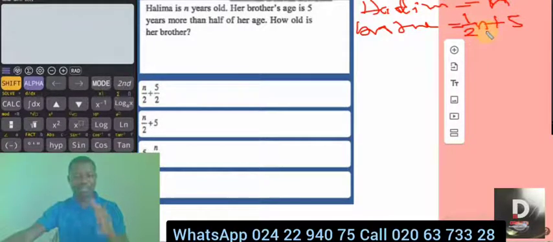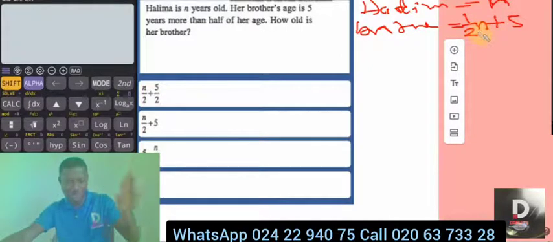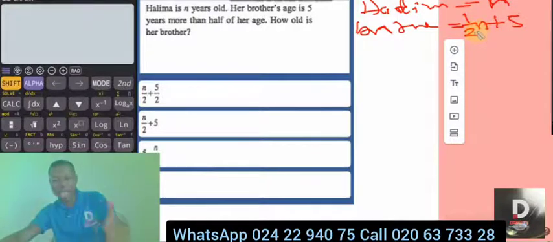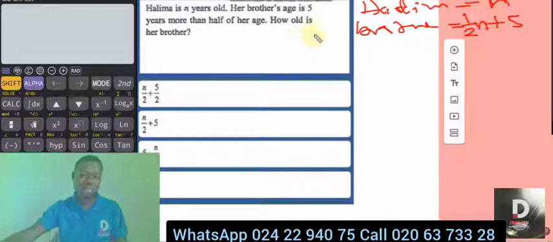And the brother is 5 more. More than what? More than half. So the half of the age was there and 5 more. So we add 5 to half of the age. How old is her brother? I think that's the answer. Half n plus 5. This is the same as n over 2 plus 5. Do you know that? Half n plus 5. Do you have that? Okay, it's here. Can you see? N over 2 plus 5. So option 2.